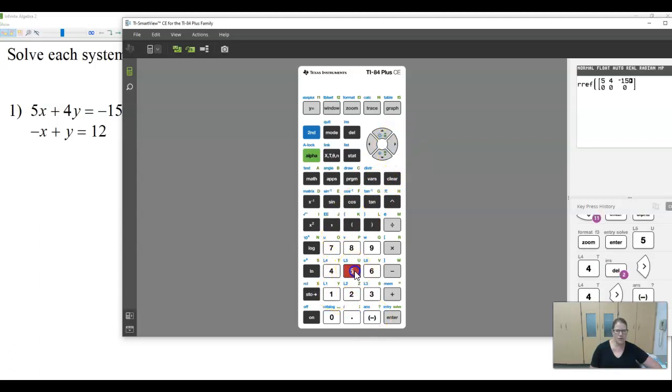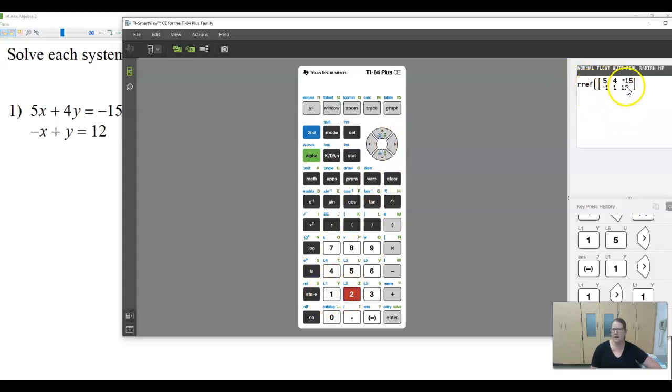Make sure when you do the negative 15, you're using this little negative down here, not subtracting here. Just hit the arrow key again, and it'll take you to the next row. I'm going to do a negative 1, and then a 1, and then a 12. So now I've got my numbers entered into the matrix.